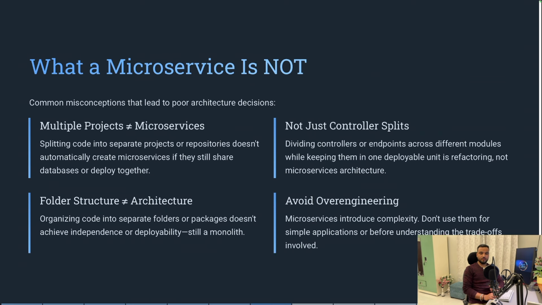A microservice is not basically multiple folders or multiple projects. It's not organizing your project structure. It's not some random copy-paste GitHub code. It's basically clear responsibility, separate isolation, and an independent unit. This is what we can truly define as a microservice.